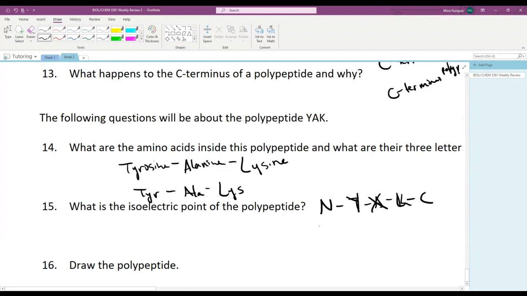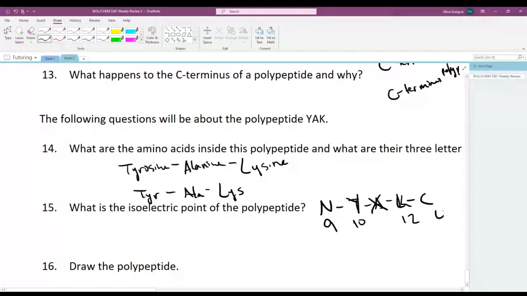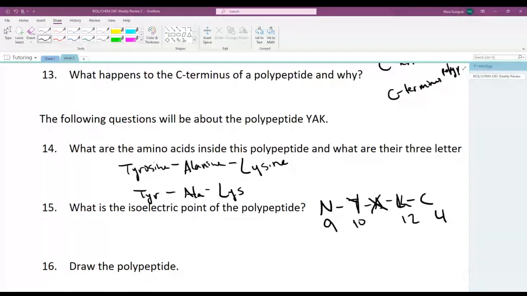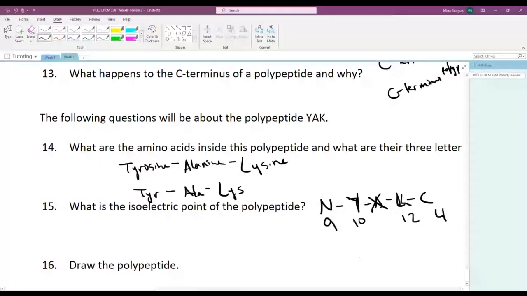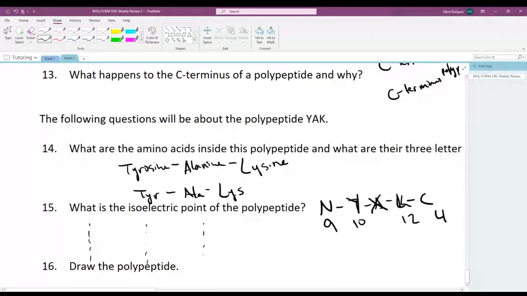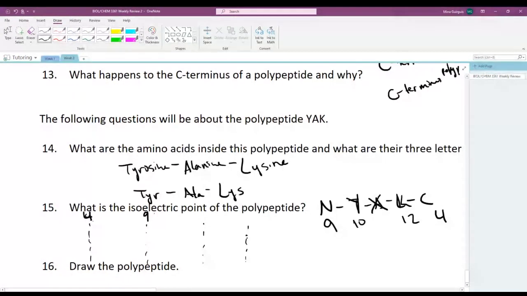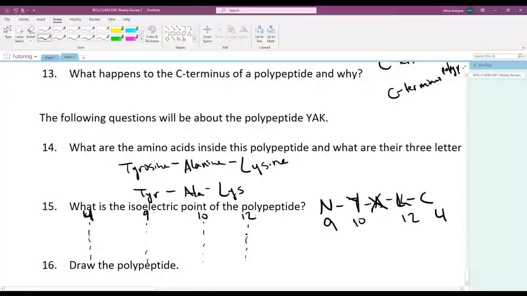So now we need to identify the pKa's of each. So the N-terminus is about 9, tyrosine from our acronym is about 10, lysine is at about 12, and the C-terminus, in this case, since we're in a peptide, is about 4. Are we okay with that? Okay, terrific. All right, so now I go ahead and I draw 4 lines, 1 for each, and I write them out in increasing order. So I say 4, that's a terrible 4 that looks exactly like a 9, 4, 9, 10, and 12, okay?